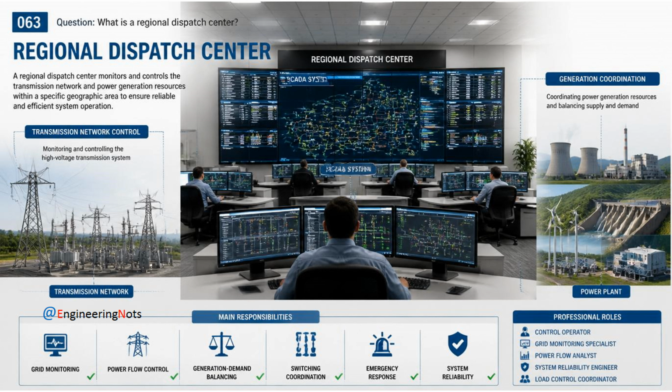Its main functions include maintaining system reliability, balancing generation and demand, monitoring power flows, coordinating switching operations, and responding to system disturbances. In summary, a regional dispatch center supervises and controls the power system within a specific region to ensure safe, reliable, and efficient operation.